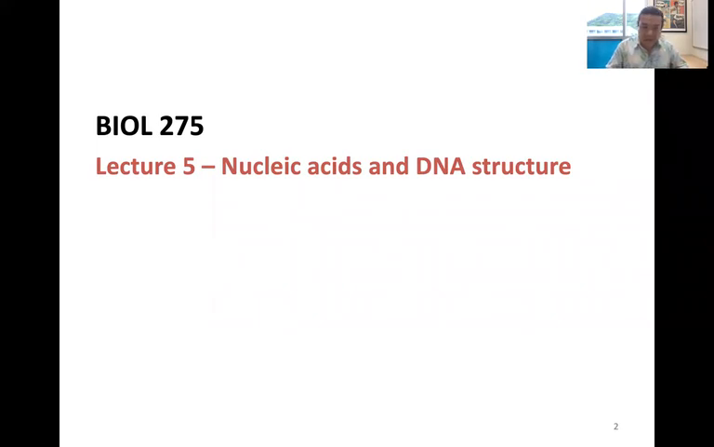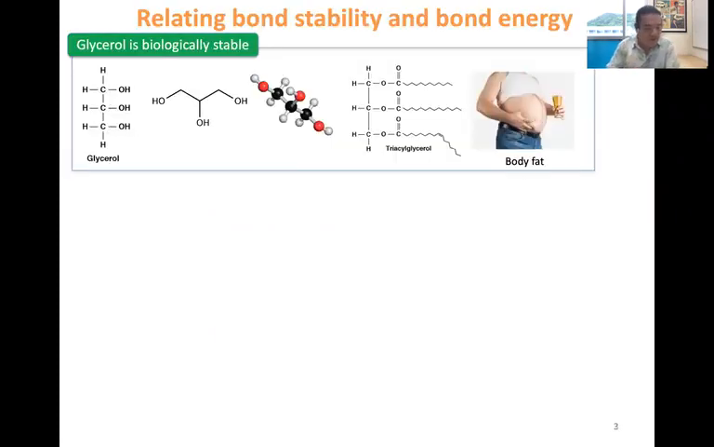So let's go ahead and continue our discussion about different examples of important macromolecule polymers. I wanted to start off with an example of relating how chemical structures are very important in terms of understanding things like stability of the molecules.